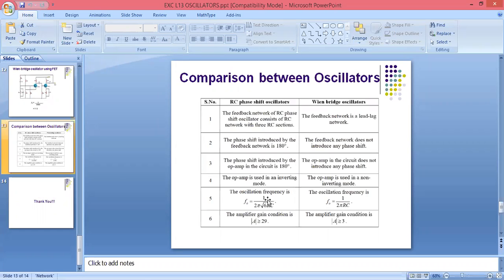And the gain will be greater than or equal to 29, or we can say beta value is equal to 1 upon 29. You can say this feedback factor, or you can say it in the form of gain. So A into beta will be 1, but in the Wien bridge oscillator, when we talk about the gain, we are taking gain equal to or greater than 3 to satisfy the Barkhausen criteria, because here we get beta equal to 1 by 3. हमें बीटा का वैल्यू वहां पे 1 by 3 मिल रहा था.